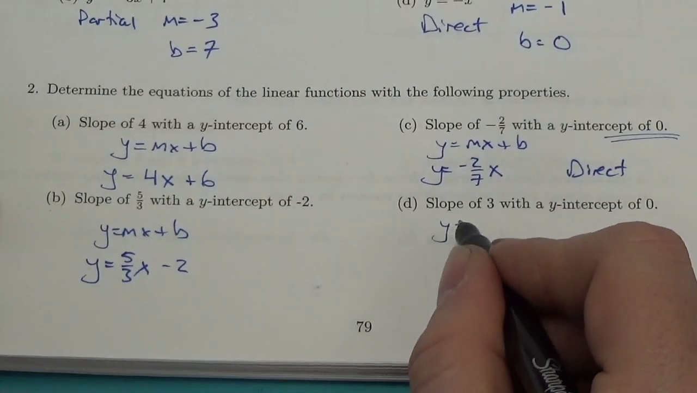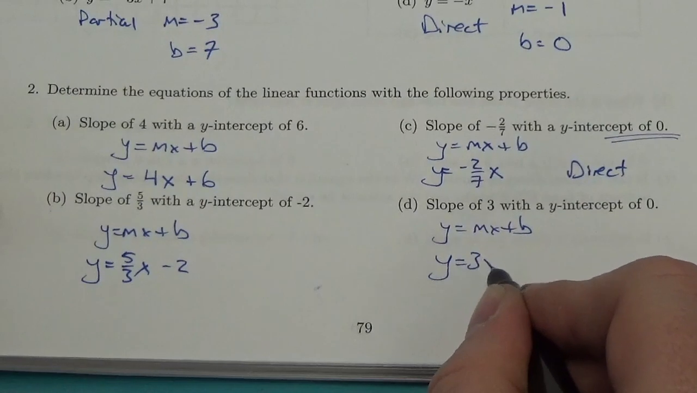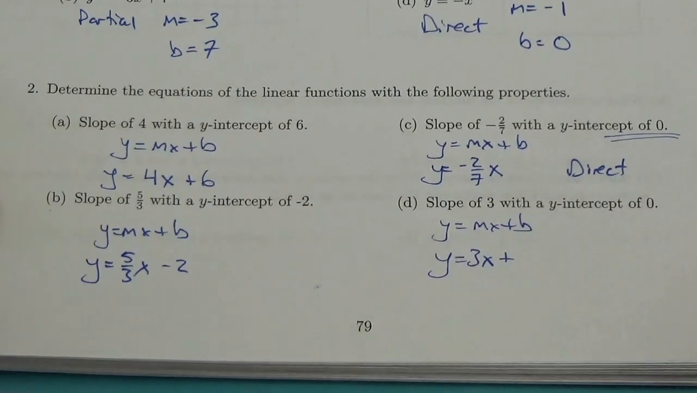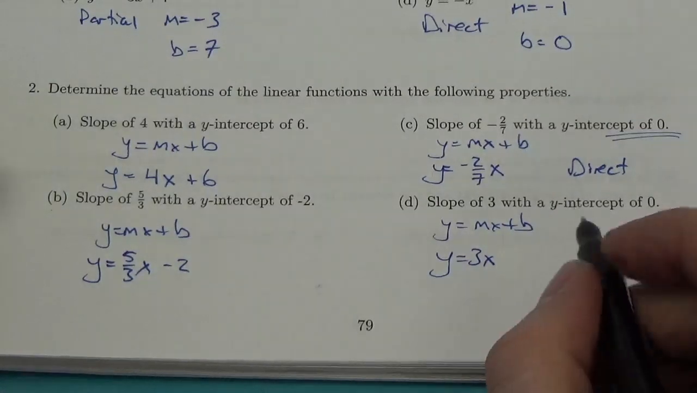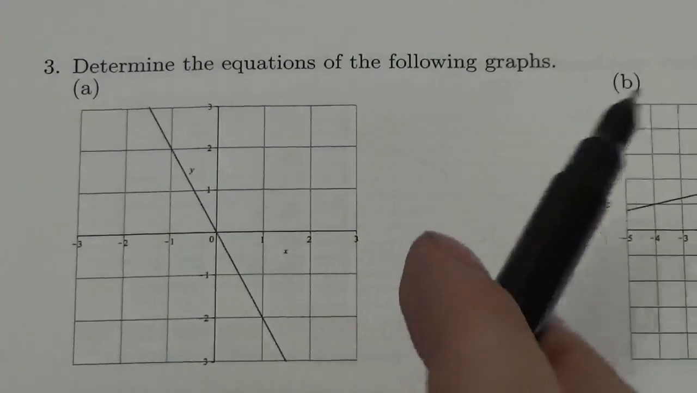And then here, y equals mx plus b. Again, the slope is 3, so that's the coefficient of the x. And again, I'm adding a y-intercept of 0, but if the y-intercept is 0, there's no point in doing it because this is direct. And there you go. So this question here says determine the equations of the following graphs.